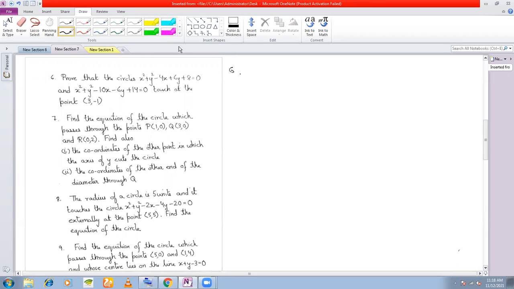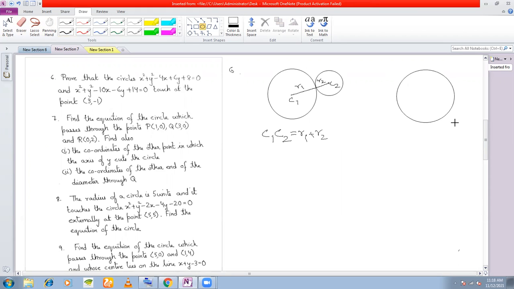Now before attempting this question, if you remember, in class 10 I told you that if two circles touch each other externally, then the distance between the centers must be equal to the sum of the radii, right? If we call the centers C1 and C2, then the distance between the centers, which we can find by the distance formula if we know the coordinates of the centers, if we can show it is equal to the sum of the radii, we can say that the circles touch each other externally. In case of internal touching, what happens?